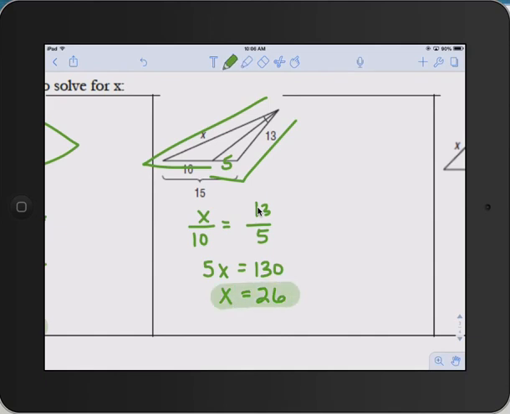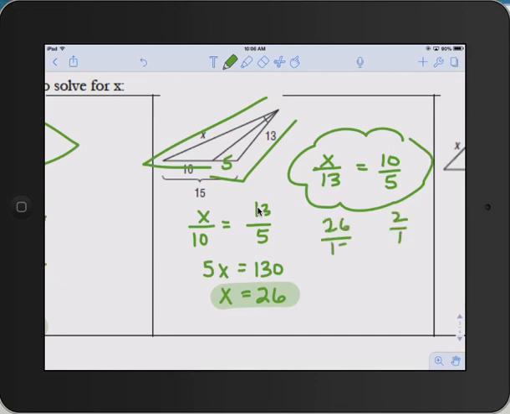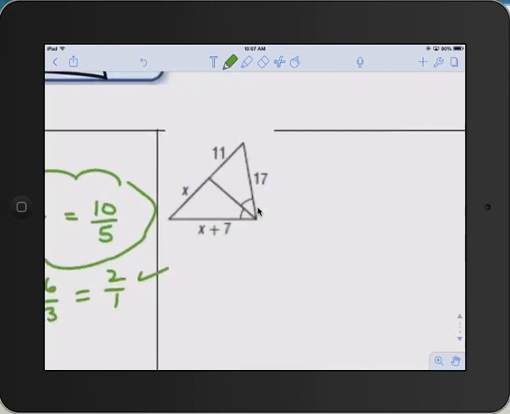Same answer as if you said x is to 13 as 10 is to 5. That's actually a little easier because this is a 2 to 1 ratio, would mean x has to be 26 to make it work. Okay, so you can either go back and forth this way and this way, or you can stay on one side of the triangle, work your way around.